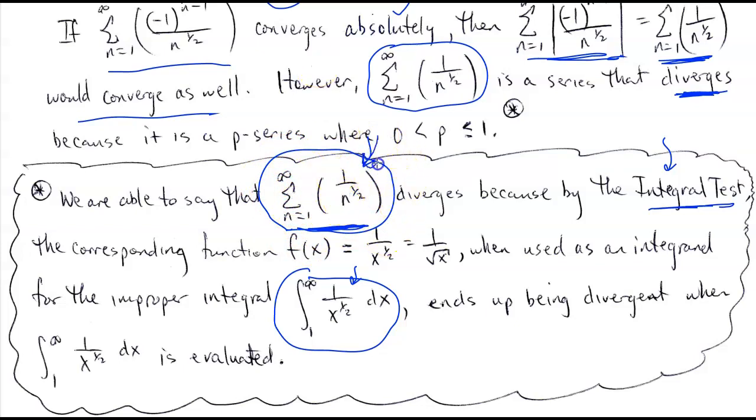So my point here is that the behavior of this series is acting very similar to the behavior of this integral. And that's how we were able to show that this particular series, when p is 1/2 or anything 1 or lower, is actually divergent. That actually comes from the integral test.